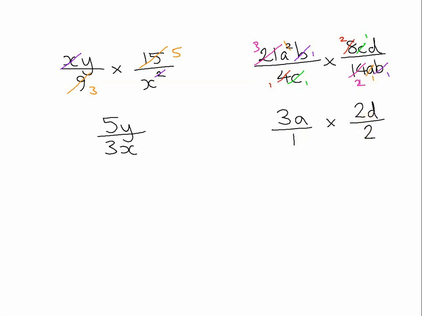Now I didn't spot that I could do that earlier, so you can see I can divide top and bottom by 2 here. So they're 1s. So I essentially have 3a times d, so I've got 3ad, and I've got 1 times 1, which is 1, so I'm not going to write anything. So that pretty ugly looking fraction simplified to something quite simple.